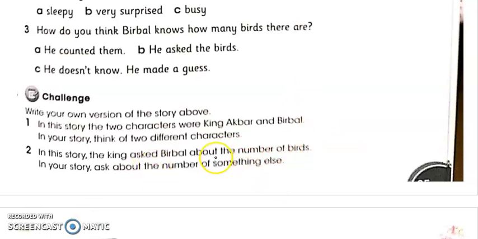So try to write your own story. No need to copy all the sentences. You can modify some sentences according to your choice.